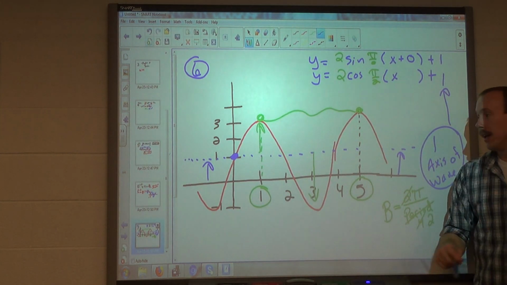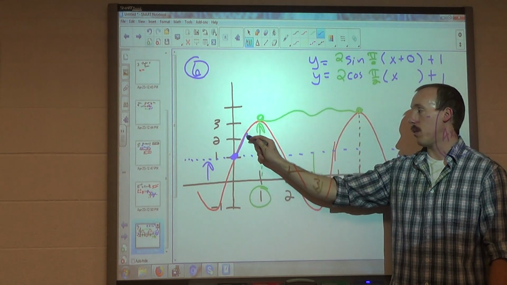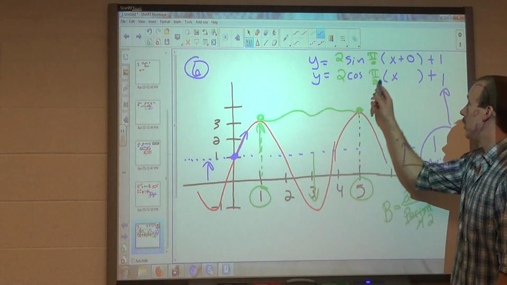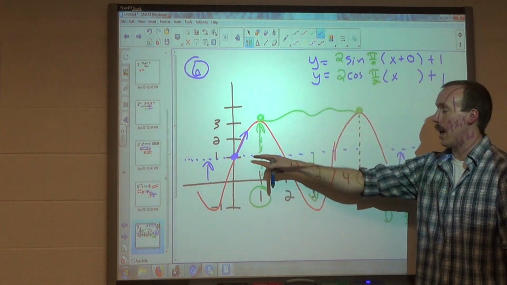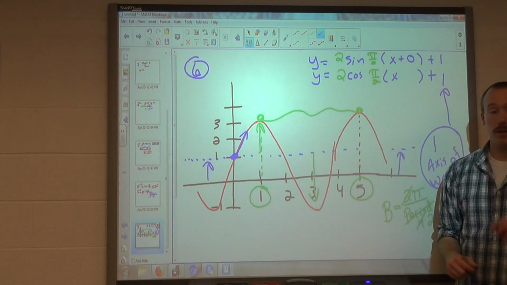Oh, here's one other thing. Did this sine curve go upward first? Yep, since it goes up, it needs to be positive in front, and is it positive in front? Yes. If it went downward first, then you'd have to put a negative out in front.